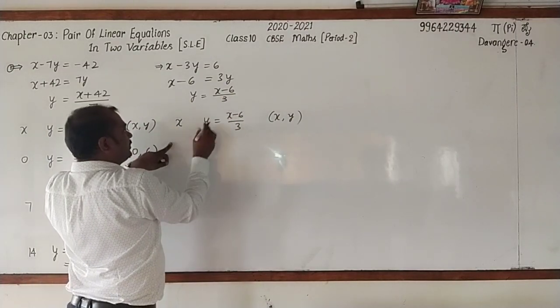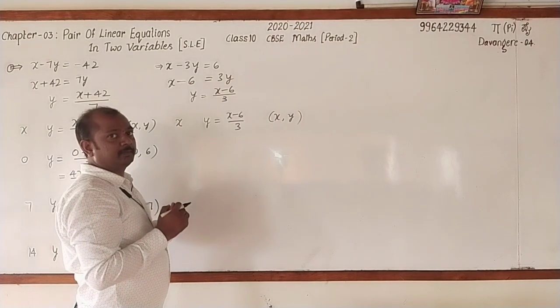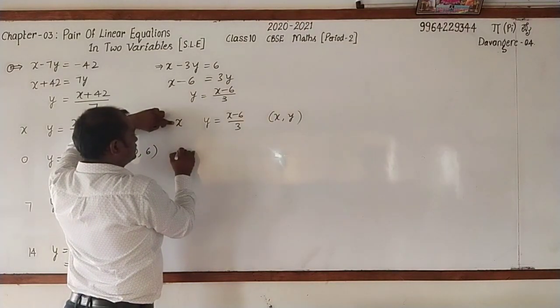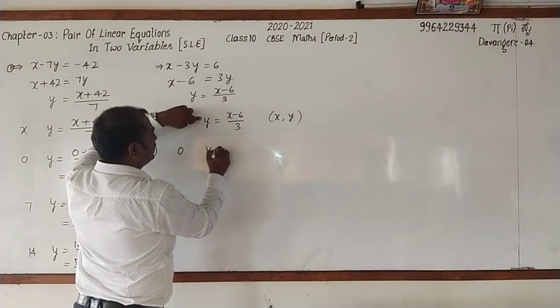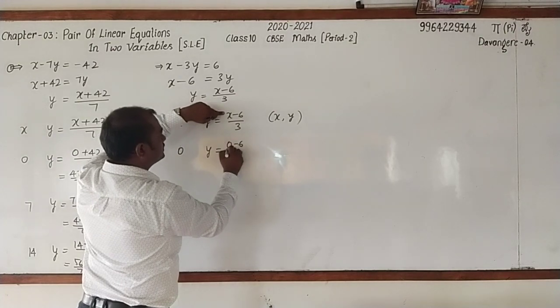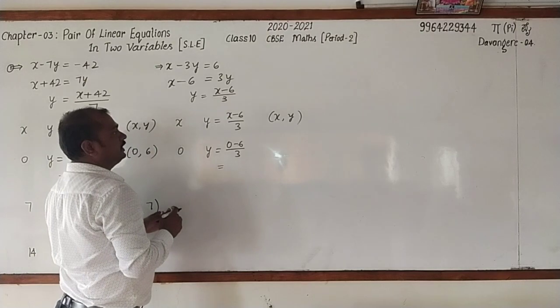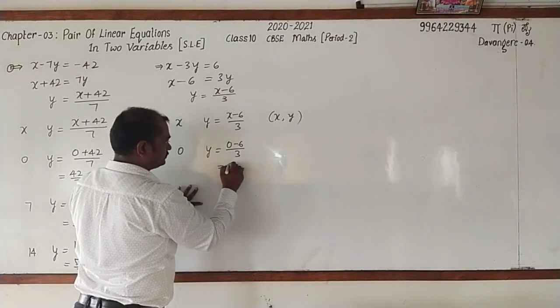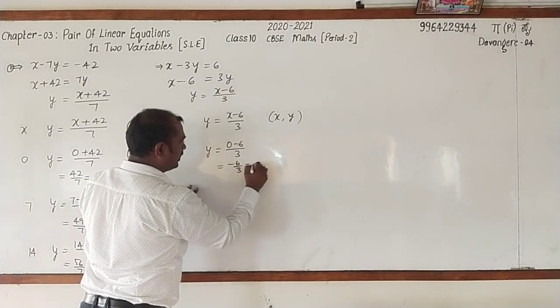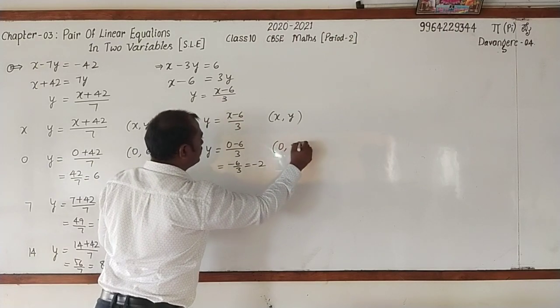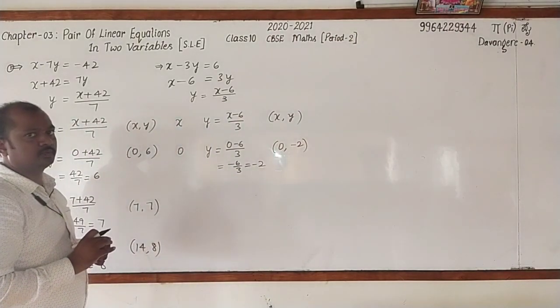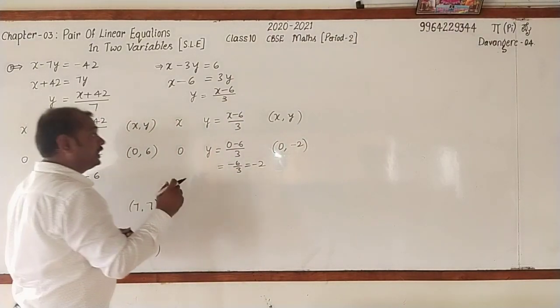Hence, in place of x, you can go for taking the multiples of 3. When x is 0, y is, let us find out, 0 minus 6 by 3, it is minus 6 by 3, it is minus 2. When x is 0, y is minus 2. Clear?